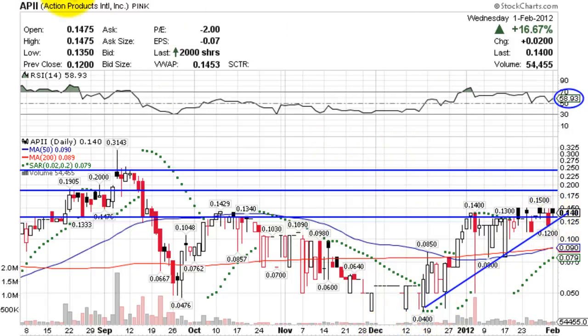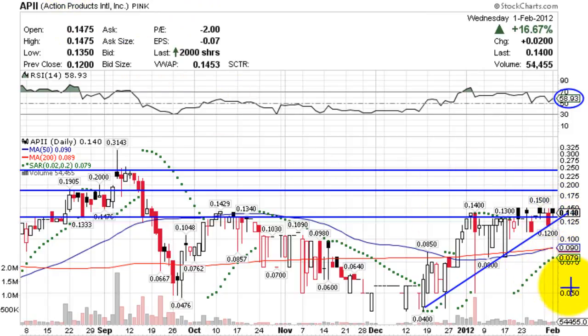Now if we look down here towards this red and blue line, the red is a 200-day simple moving average, and that's at 0.89, and the 50-day simple moving average at 0.09. We see that starting to cross right there, and this 50-day is going to start coming up.